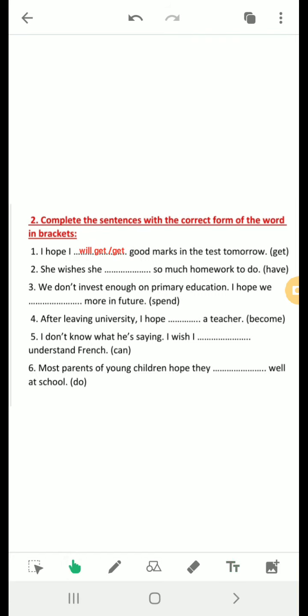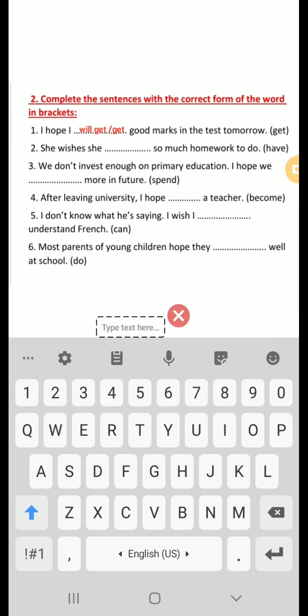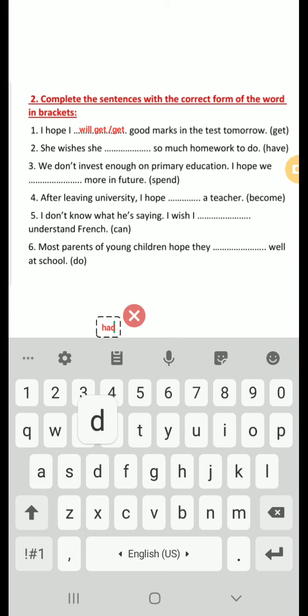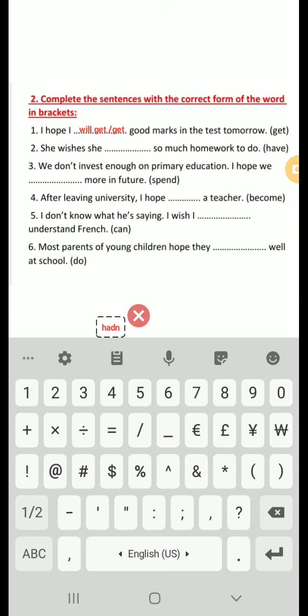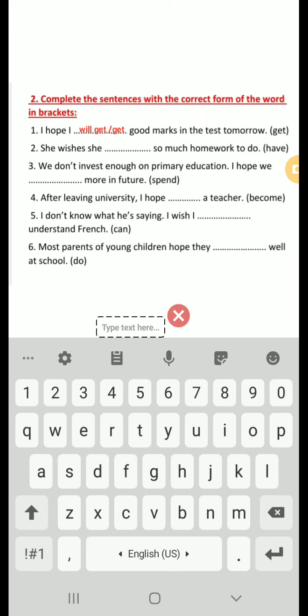Now number 2, she wishes. After wish we use past simple, so she wishes she had, from have, past simple, had so much homework to do, so the answer is had. She wishes she had or hadn't, negative, hadn't so much homework to do. Sorry, the negative from had is didn't have.